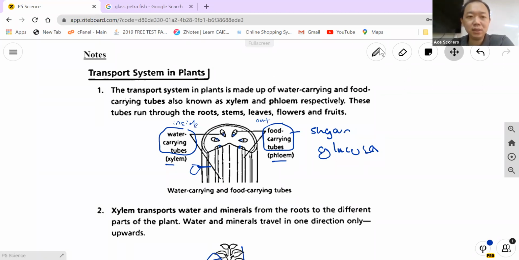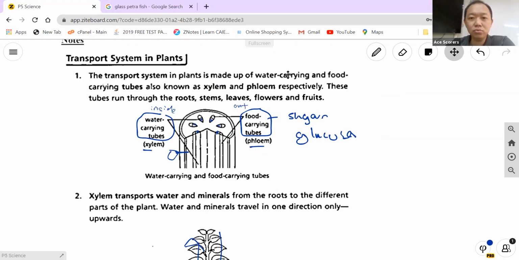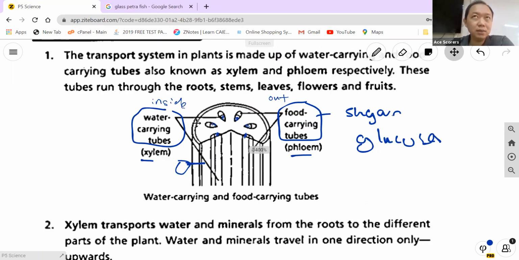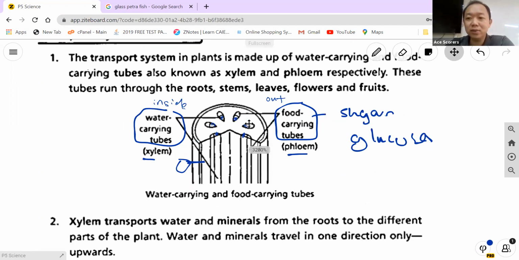Okay, so circulatory system, first we start with the plants. There are two types of vessels that you need to know, the food carrying tube and the water carrying tube. First thing is you need to know where the food carrying tube and the water carrying tube are. The inside is the water carrying tube. The outside will be the food carrying tube.